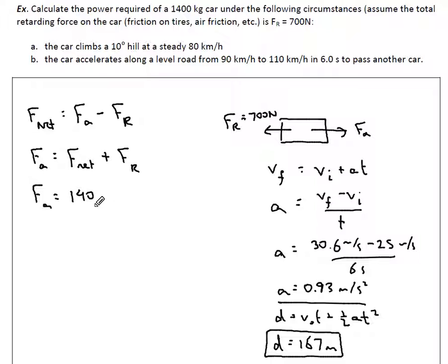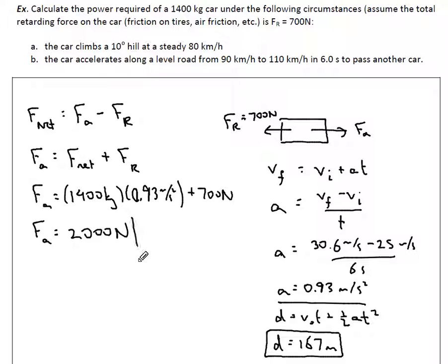So you have 1400 kilograms accelerating at 0.93 meters per second squared. We're adding 700 newtons to that. And we get a value of 2,000 newtons. So we need to exert a force of 2,000 newtons in order to achieve that acceleration.